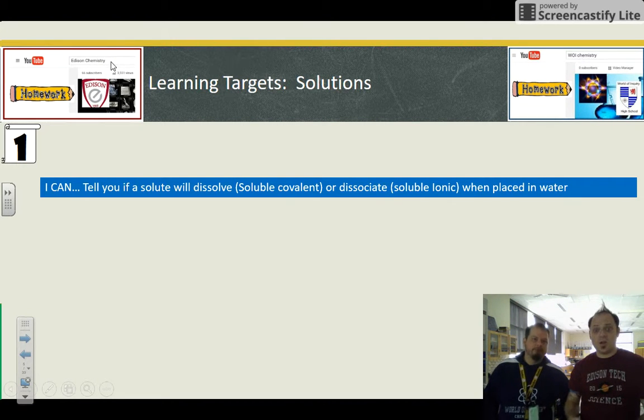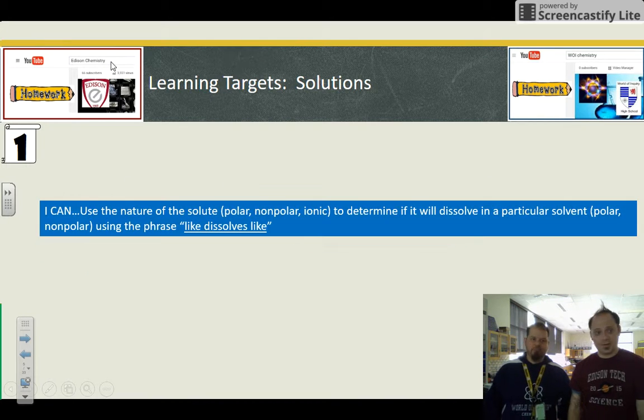Tell if a solute will dissolve or dissociate when placed in water. So back to chemical bonding. Is it ionic or covalent? Is it going to dissolve or dissociate? Polar or non-polar?